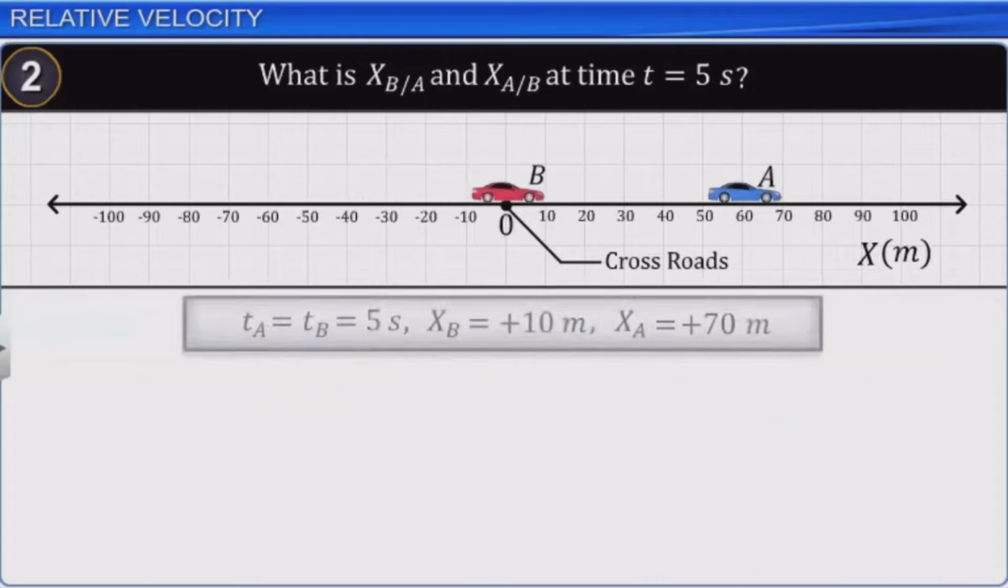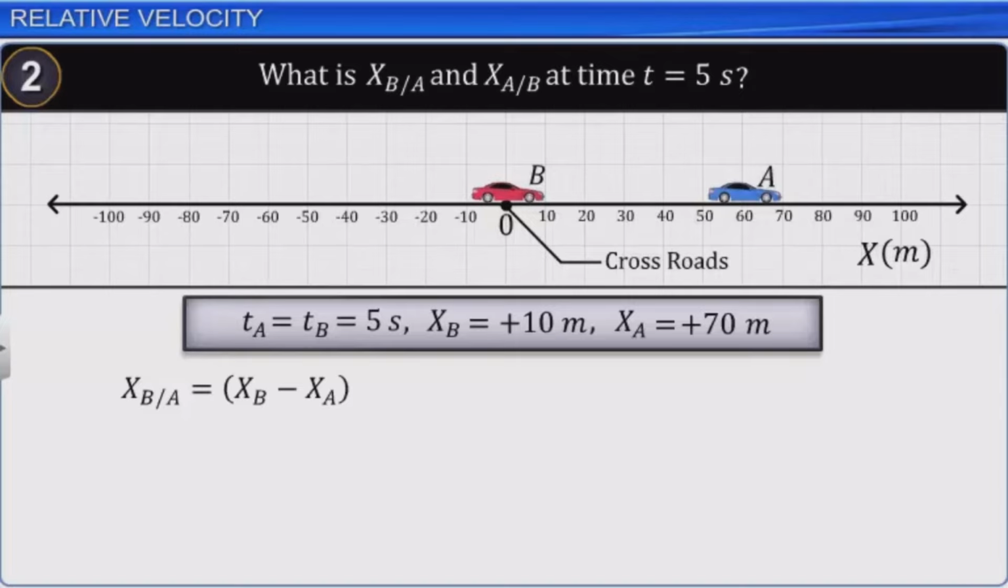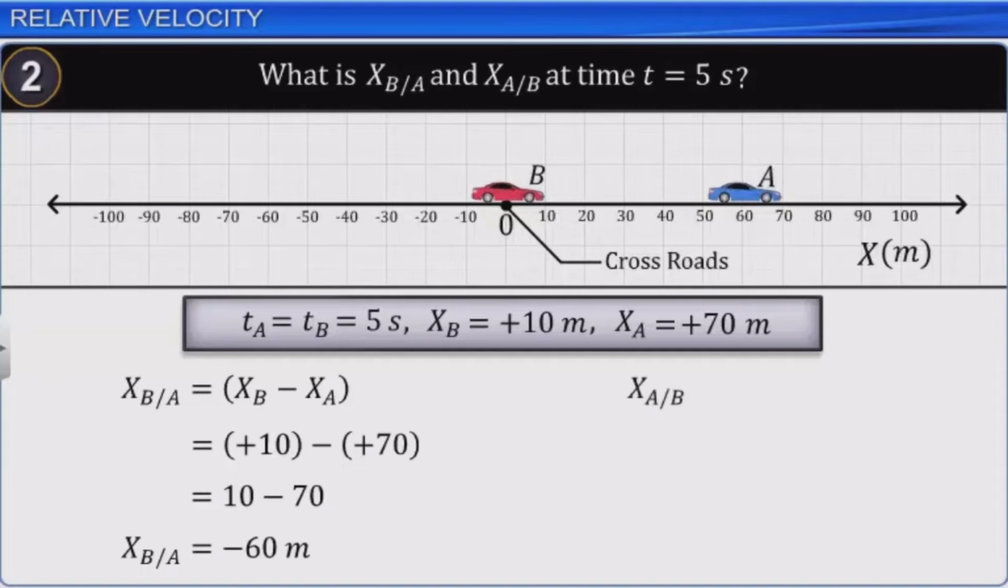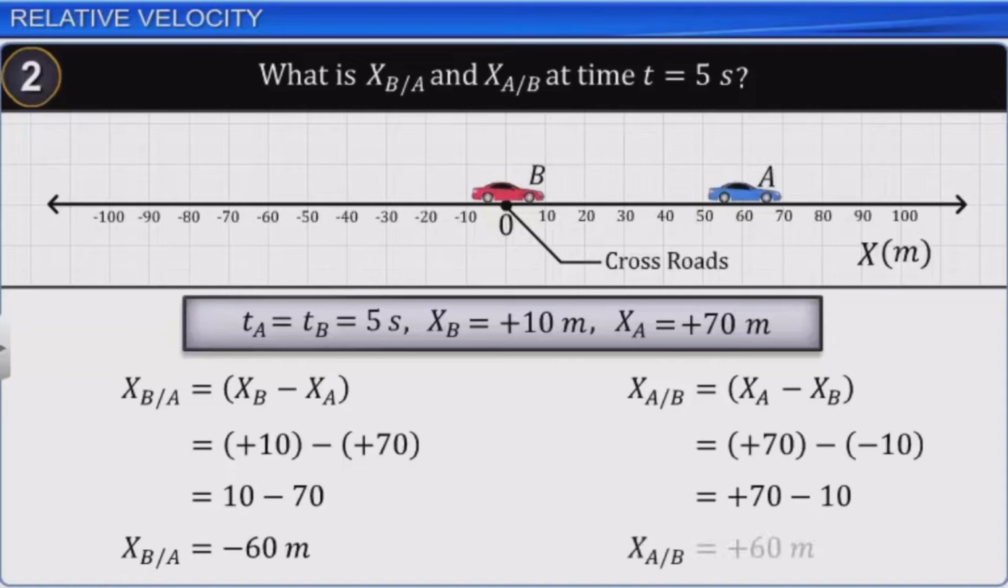Now, calculating for x_B/A, which is equal to x_B minus x_A. On substituting values and simplifying, we get x_B/A equal to minus 60 meter. And calculating for x_A/B, which is equal to x_A minus x_B. On substituting values and simplifying, we get x_A/B equal to plus 60 meter. We observed that x_B/A and x_A/B are same in magnitude.